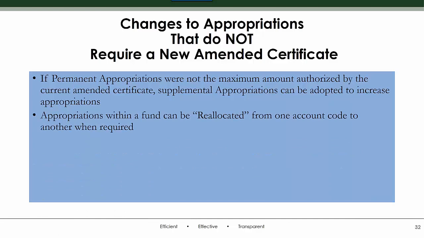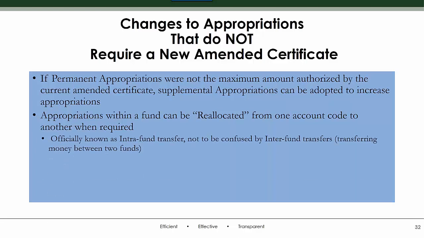Appropriations within a fund can be reallocated from one account code to another, which doesn't require an amended certificate. That's a change in only the appropriation component and has no effect at all on the amended certificate, because reallocating from one account code to another within the same fund doesn't change the total appropriations.